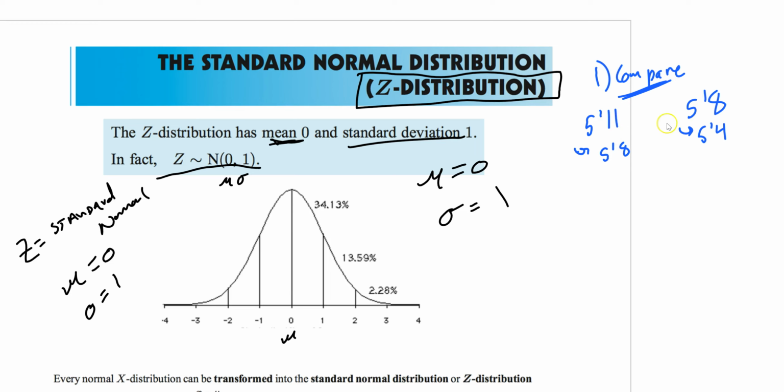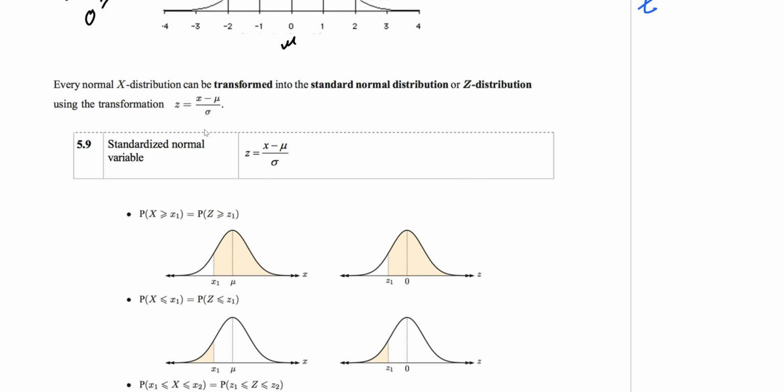So if you want to compare two different things and they're under different means, we can use the standard normal to do that. Also, we're going to use this a lot when you're missing something. If you're missing the mean or the standard deviation, we're going to use a z to find it. In both these cases, we have to use a formula. That's what we're going to talk about next.